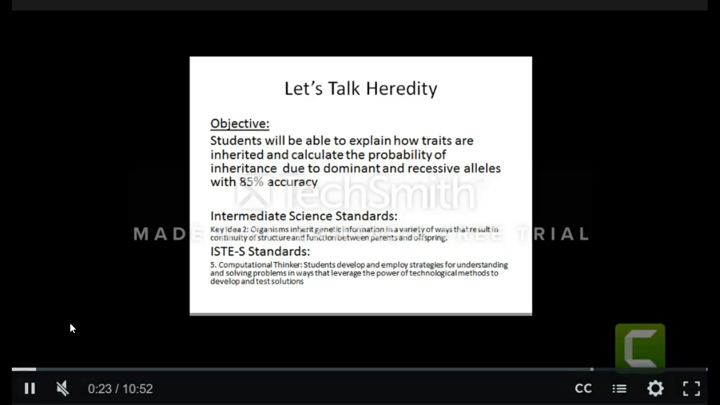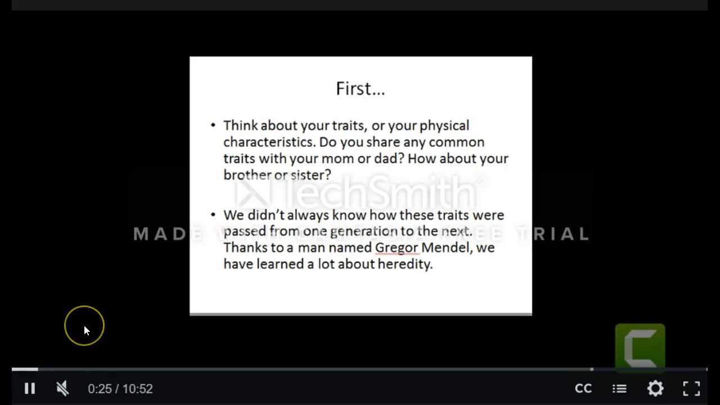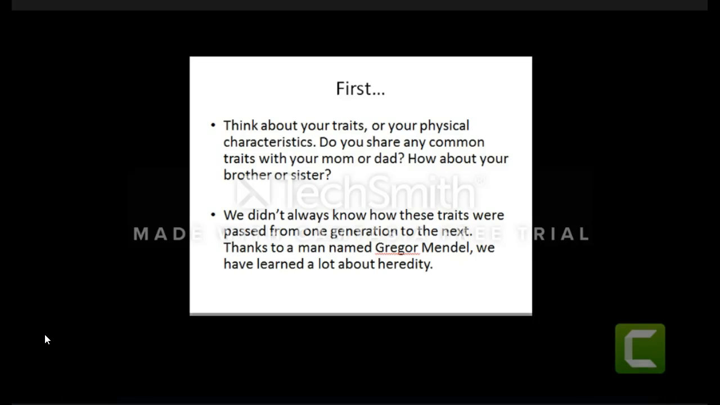This coursework starts out by explaining the standards and expectations, and then dives into the topic with a question to get students thinking and accessing their prior understandings in the topic. Students are asked about the traits they possess and the traits of their parents.